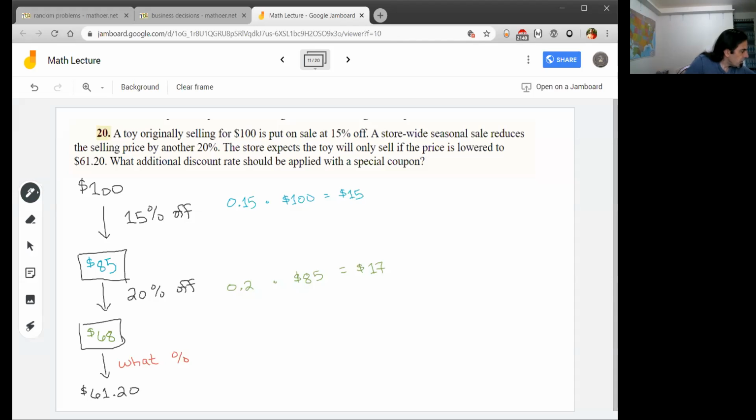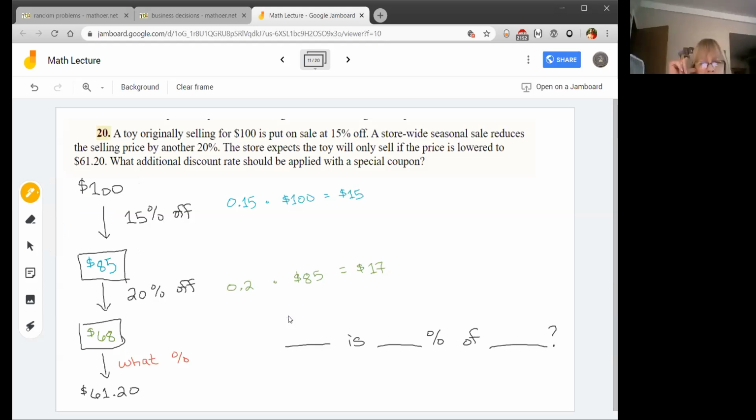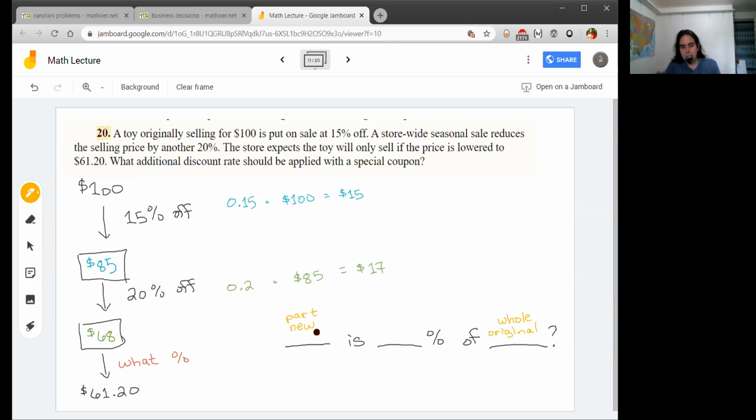Yeah, remember we did a kind of Mad Libs thing with blank is blank percent of blank. Does that ring a bell? Mm-hmm. Yeah, that's what my brain's wanting. So this was the part, and this was the whole, or this was the new, and this was the original, or there's a third pair that's blanking on me. This is always the percent, right?